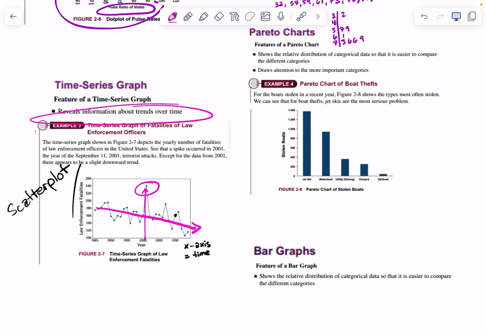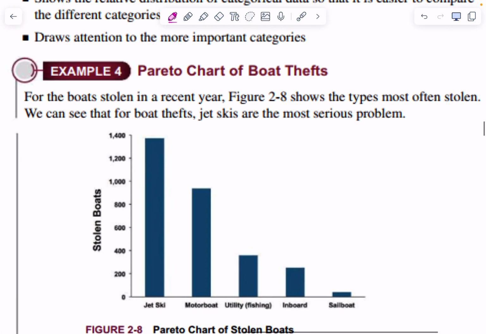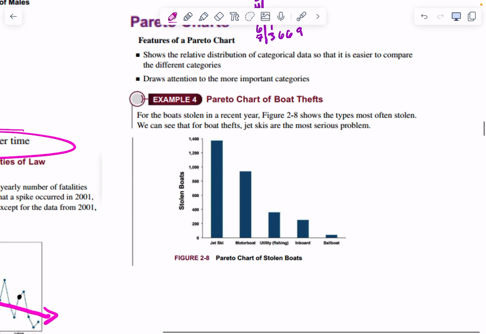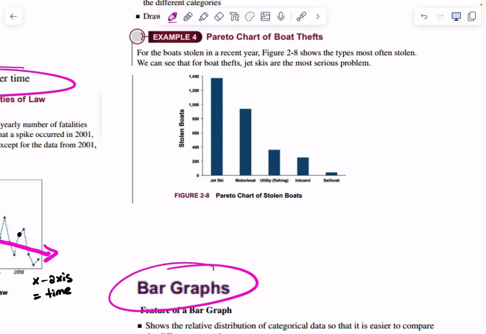Okay, the next one is very fun to say. It is a Pareto chart. Everybody say Pareto chart. It's not a burrito chart. It's a Pareto chart. And here's what a Pareto chart is: a glorified bar graph.